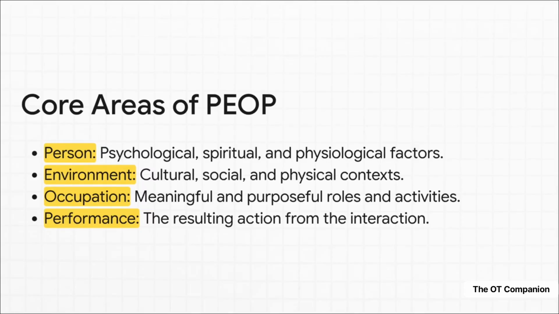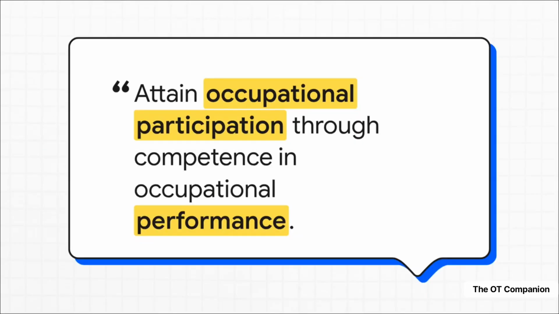It looks at the person, their psychology, their physical health, even their spirituality. It looks at the environment, everything from the cultural context to the physical layout of their home. It identifies the occupation they want to do. And that final performance is seen as the direct result of how all of those other pieces are working together or not working together. The real magic of PEOP is that its goal is all about improving the fit.